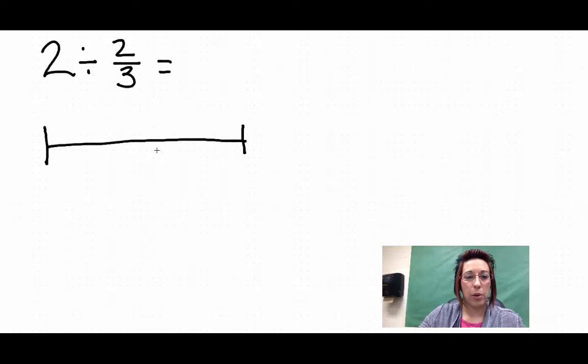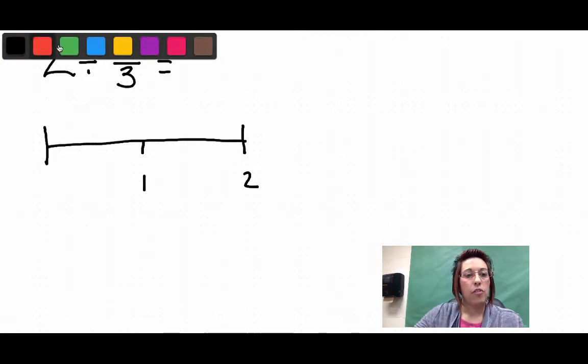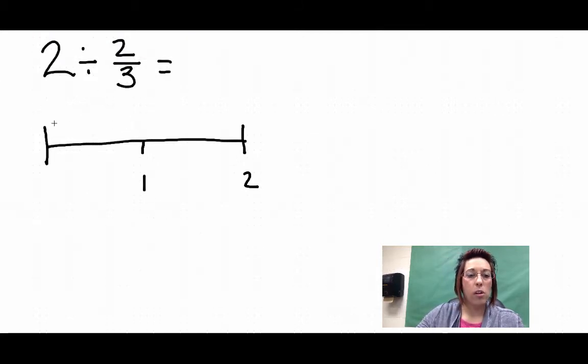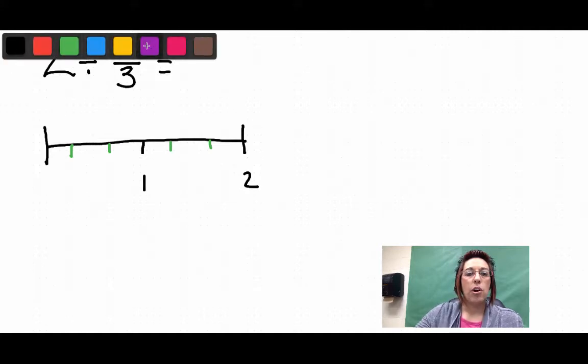So I'm going to take my number line, split it into 2 segments. I'm going to call this 1 and call this 2. So here is 1 whole, and here is my second whole. For each of those whole sections, I'm going to go ahead and split them into thirds. So I hope you can see this: 1/3, 2/3, 3/3. That makes 1 whole. 4/3, 5/3, 6/3. That makes 2 wholes.